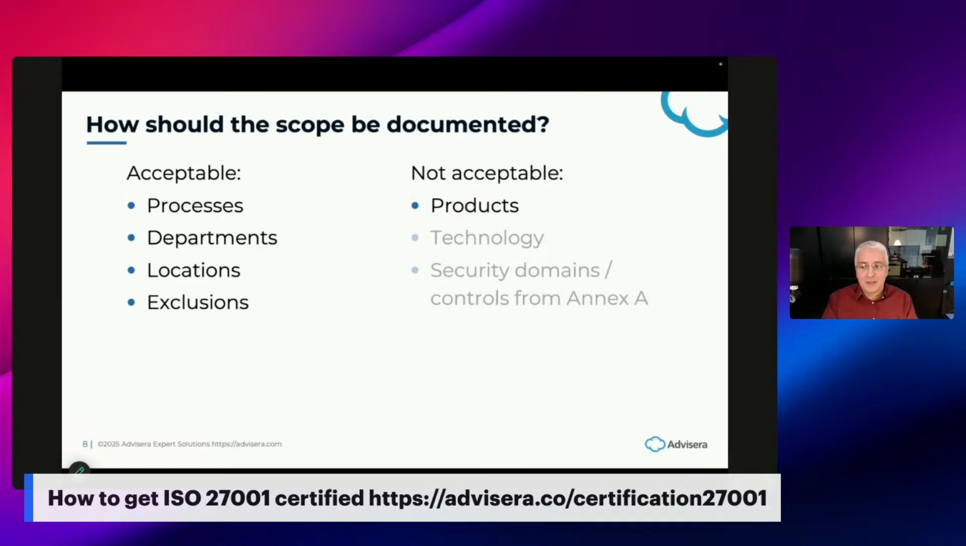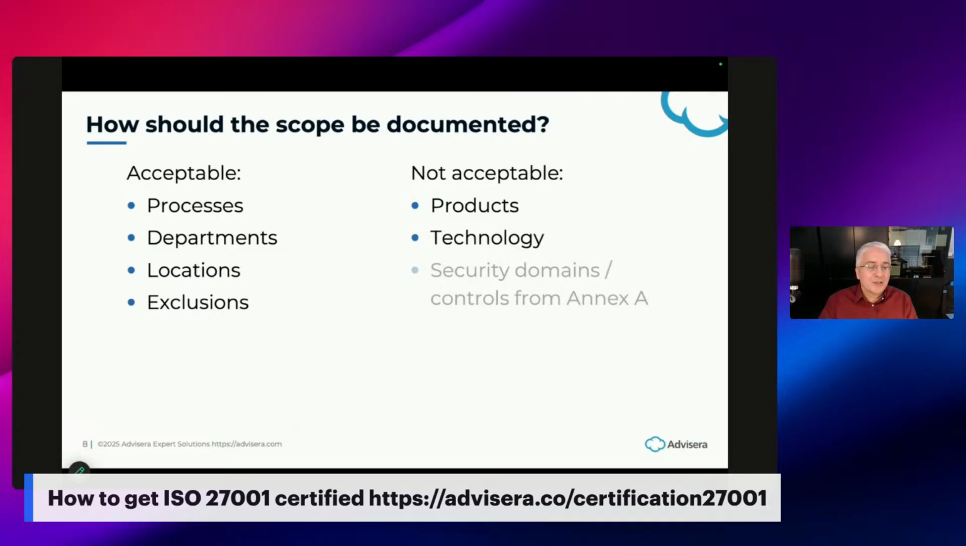And the way around it is basically that you define which departments are supporting this SaaS product. So you can say that you have customer support departments, software development departments, engineering departments, and that all of these departments that are supporting this particular product are in the scope. And this is the way to go. This is something that will be acceptable by the auditor.